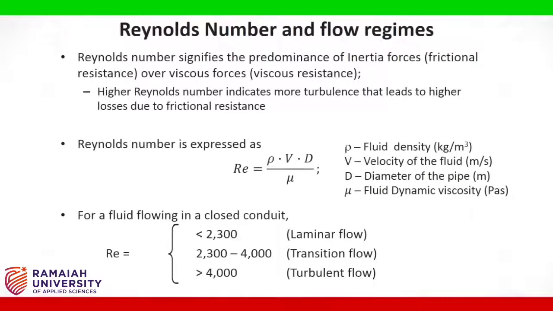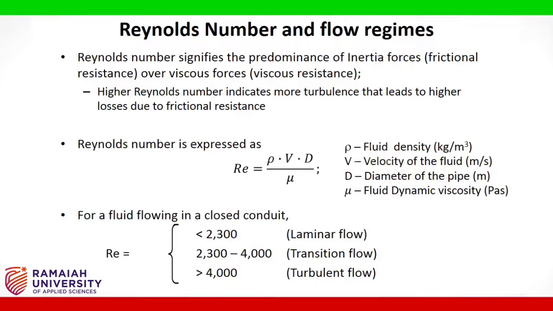Reynolds number signifies the predominance of inertia forces over viscous forces, or in other words, the ratio of frictional resistance over viscous resistance. Higher Reynolds number indicates more turbulence that leads to higher losses due to frictional resistance. Reynolds number is expressed as Re equals rho V d divided by mu, where rho is the fluid density in kg per meter cube, V is the velocity of the fluid in meter per second, and d is the diameter of the pipe in meters.